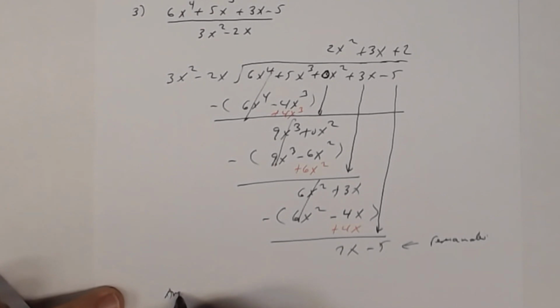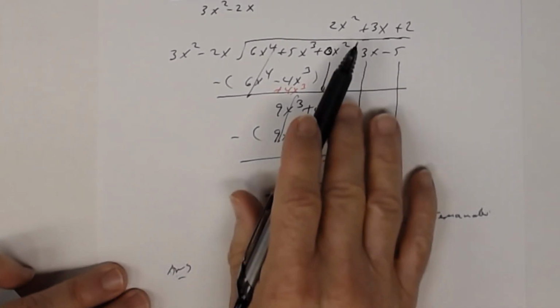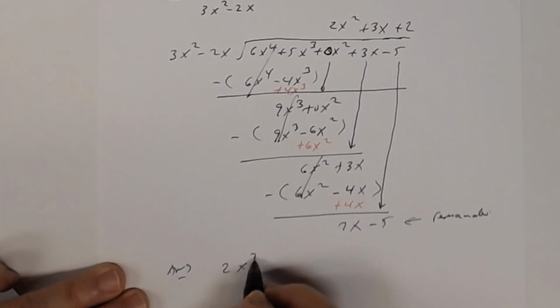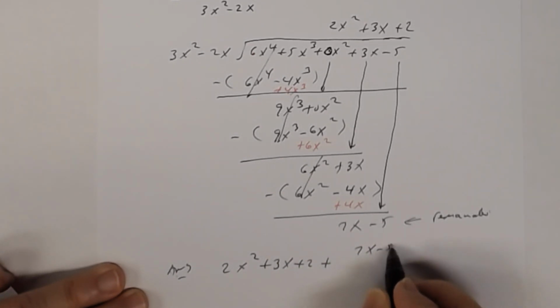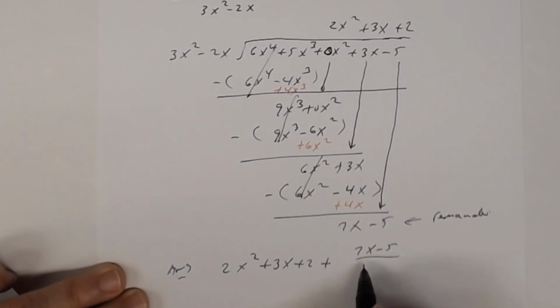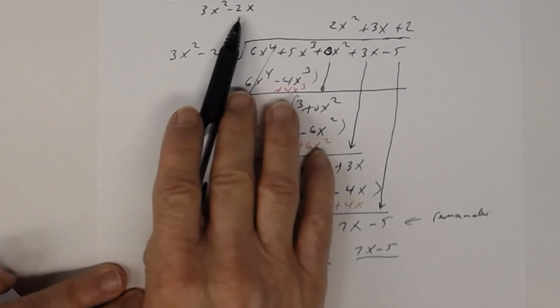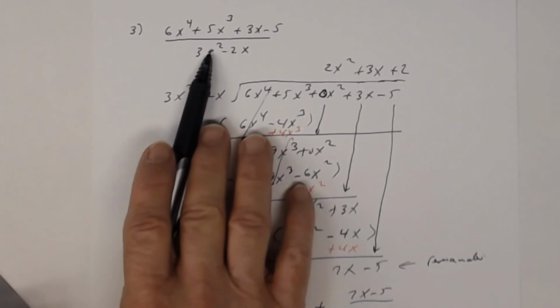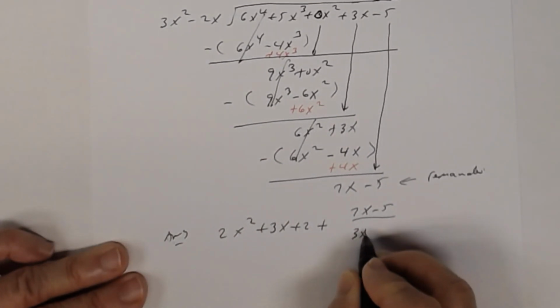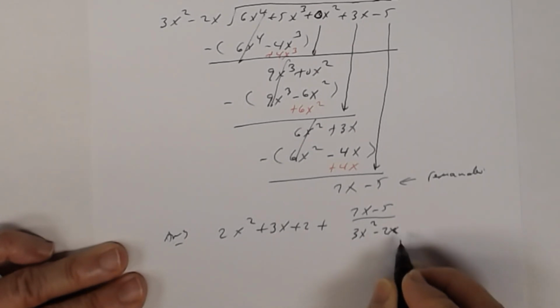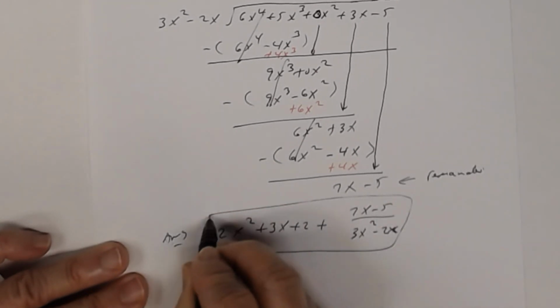So the answer then will be the quotient. It will be 2x squared plus 3x plus 2 plus, you must say plus, the remainder divided by the divisor, which is 3x squared. So this denominator must be this denominator. So 3x squared minus 2x. All right, and so there's the answer there.